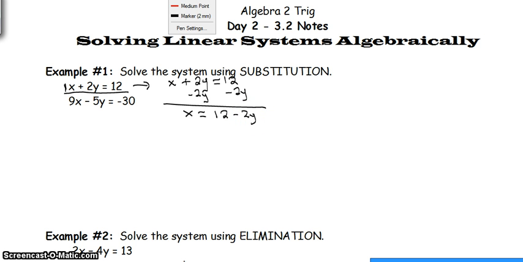Now that I have x equals 12 minus 2y by itself, I am going to go ahead and substitute in this x for this x in the other equation. So I'm going to take 9 times, and I'm going to put this in blue. And what I'm really doing is replacing x with its equivalent, 12 minus 2y. So this x is now going to become 12 minus 2y because it's equal to x.